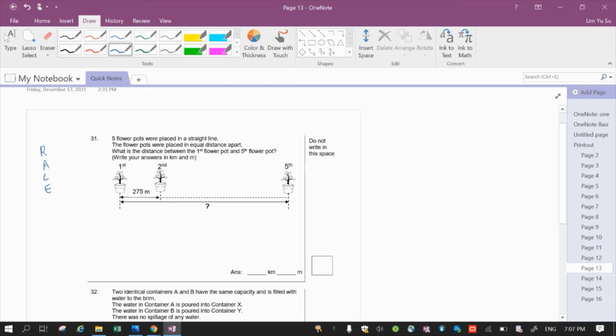5 flower pots are placed in a straight line. As you can see in the drawing below, it helps you. But there are some missing pots. You say 5 and there's only 3 here. The flower pots are placed in equal distance apart.